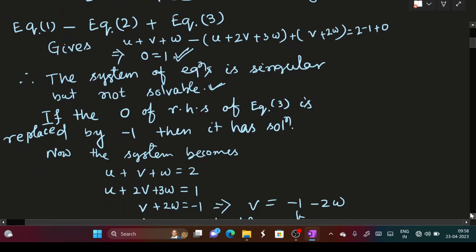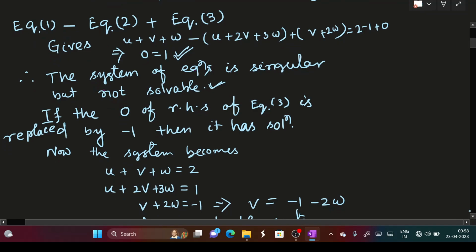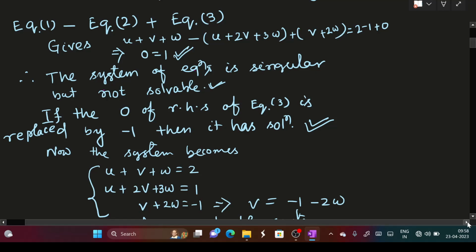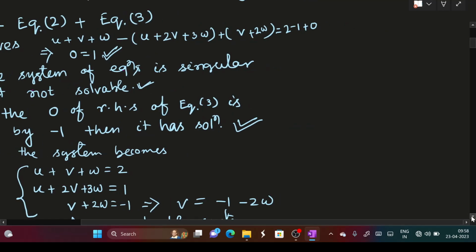So my second question's answer is, if the 0 on the right hand side of equation 3 is replaced by minus 1, then it has a solution. And if a singular system of equations has a solution, that means it has infinitely many solutions. So when the last 0 is replaced by -1, I will get this new system of equations, where for every value of w, I will get a solution.